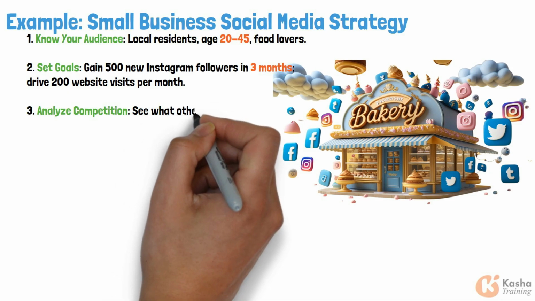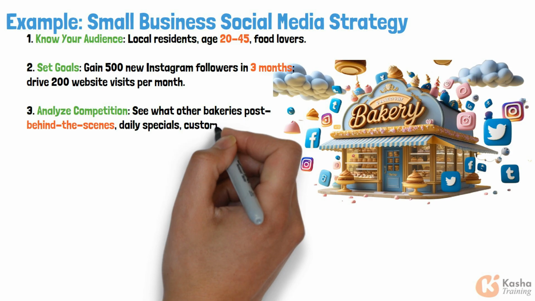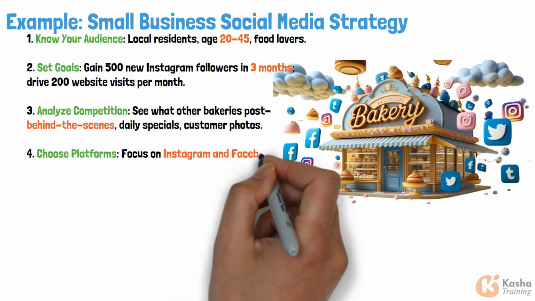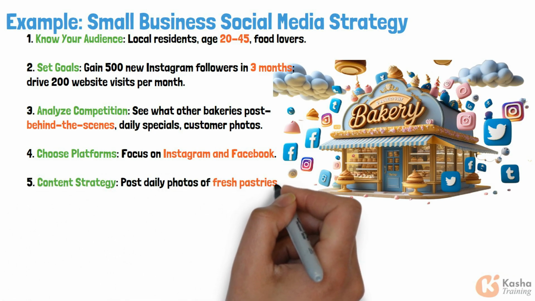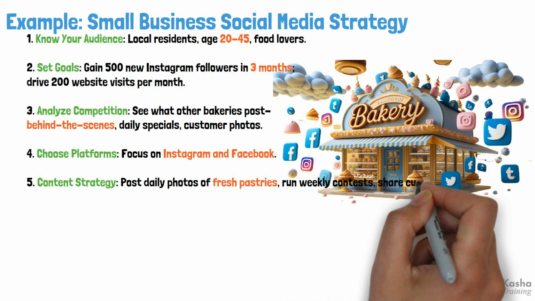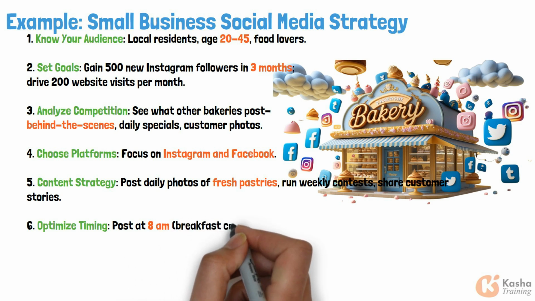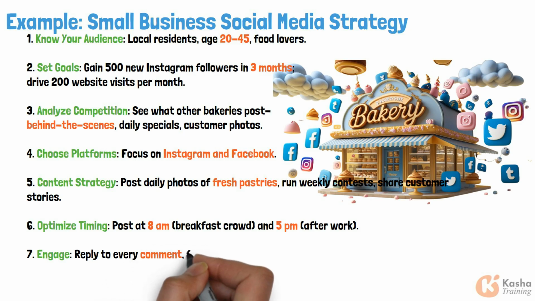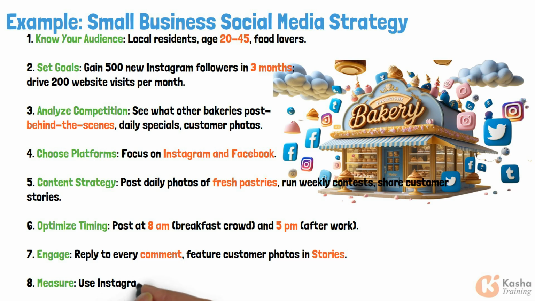3. Analyze competition. See what other bakeries post: behind the scenes, daily specials, customer photos. 4. Choose platforms. Focus on Instagram and Facebook. 5. Content strategy. Post daily photos of fresh pastries, run weekly contests, share customer stories. 6. Optimize timing. Post at 8 a.m., breakfast crowd, and 5 p.m. after work. 7. Engage. Reply to every comment. Feature customer photos in stories. 8. Measure. Use Instagram Insights to track reach and engagement.